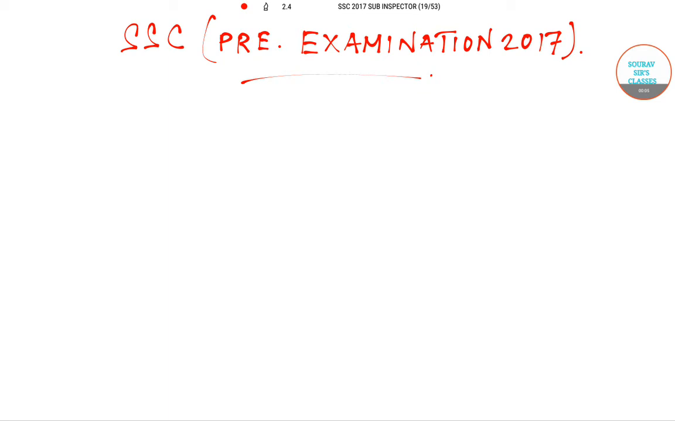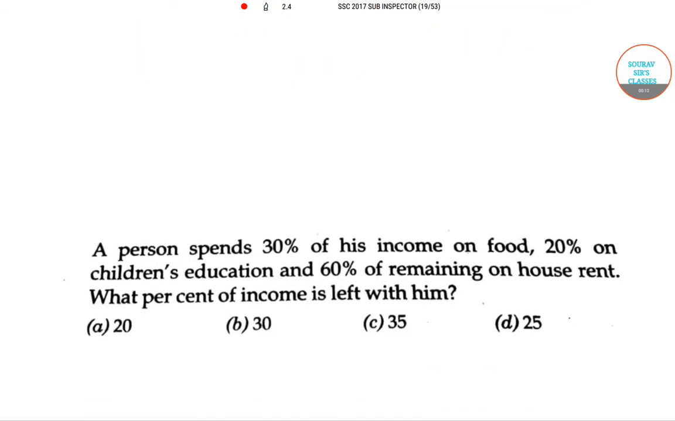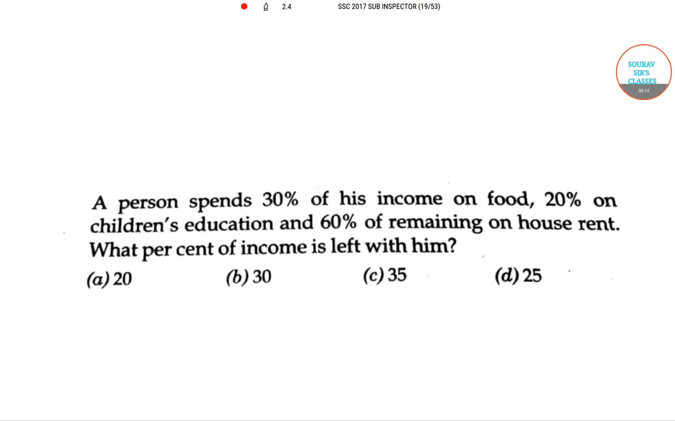Today we are solving some SSC pre-examination paper 2017 and here we are given some questions. The first question we have is a person spends 30% of his income on food, 20% he spends on his children's education and 60% of the remaining on the house rent. Now we'll have to find out what percent of income is left with him.